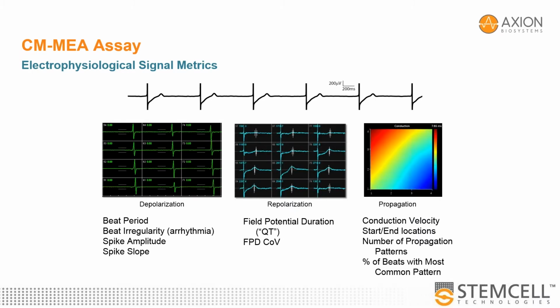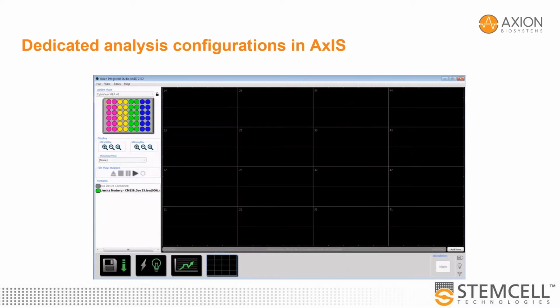Since there are multiple electrodes in each well, we can track the propagation of the beat through the network. In this example, the beat starts in the lower right and moves toward the upper left. Axis computes a number of endpoints to quantify that propagation, including conduction velocity, the starting and ending locations of each beat, the number of propagation patterns observed in the well, and the percentage of beats that follow the most common propagation pattern. It's simple and straightforward to analyze data in Axis.